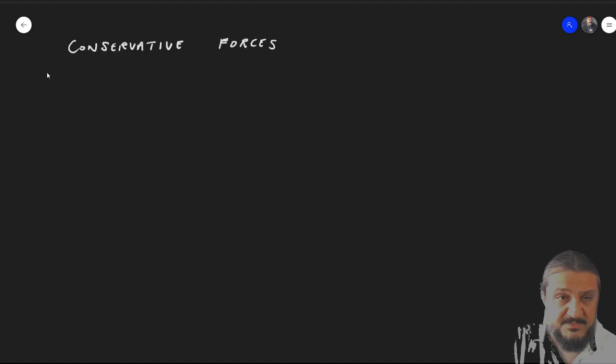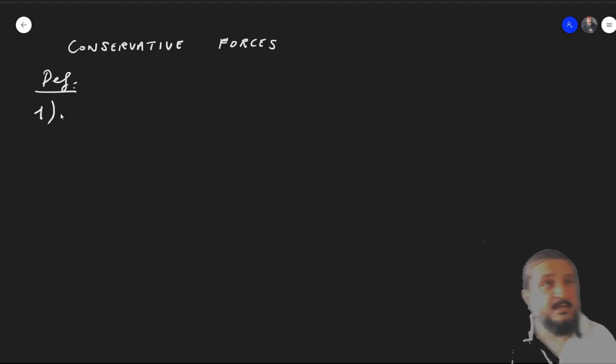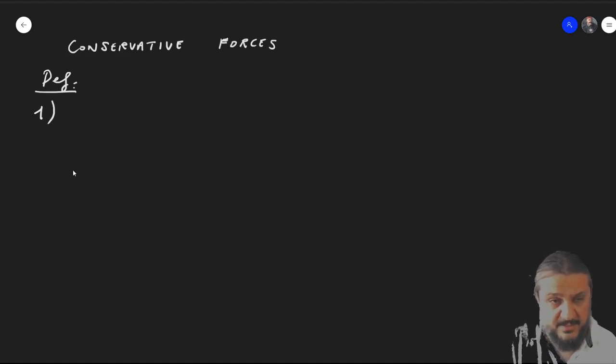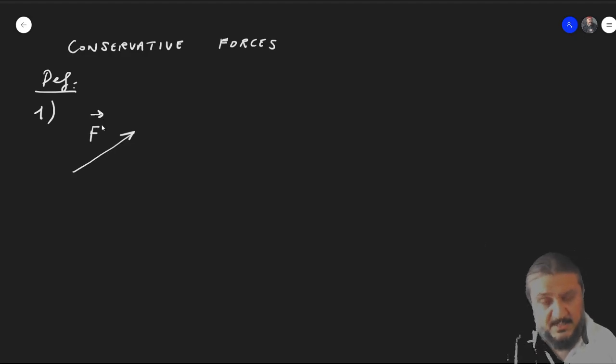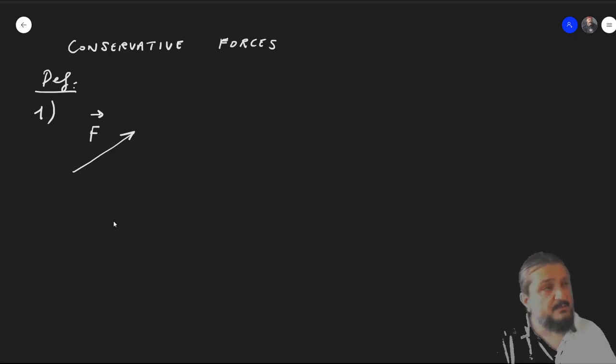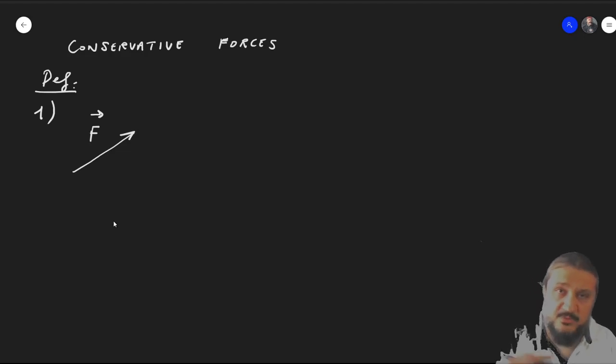Okay, so the definition, number one. You have a force that you want to find out if it is conservative or not, which can be represented by an arrow, right? Because force is a vector. Okay, this is your force vector. Is this conservative or not? That's the question. So what you do is you apply this force, let's say to an object, and you move the object. Okay, so here's the object.